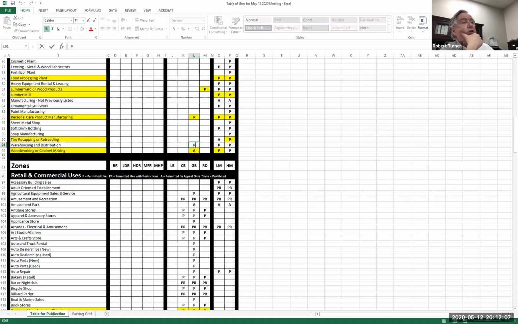Well, it doesn't really specifically say, Mayor. All it says is all their sales, service, and offices. And then under civic uses, it says all their civic uses. So all their civic uses is all by appeal. And if you consider that a sales or a service-oriented business, then it is a by right in general business.